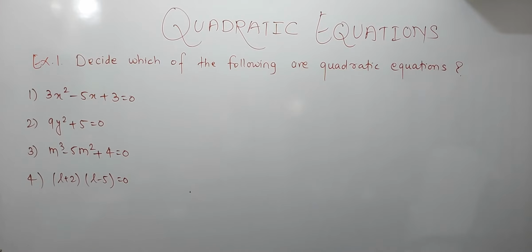Students, this is example 1 which is given on page number 31, and you have to decide which of the following are quadratic equations. And you know very well what a quadratic equation is. That is, if the highest degree of the variable in the equation is 2, that is called a quadratic equation.